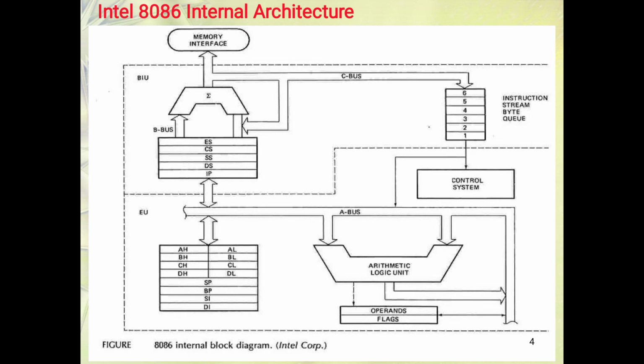Right, there is an arithmetic logic unit. Here there are some flags. Here the registers are AH AL, BH BL, CH CL and DH DL. AX is for the accumulator, CX is used for the counter. And there are some other registers which are used for the stack pointer, base pointer, source index and destination index.